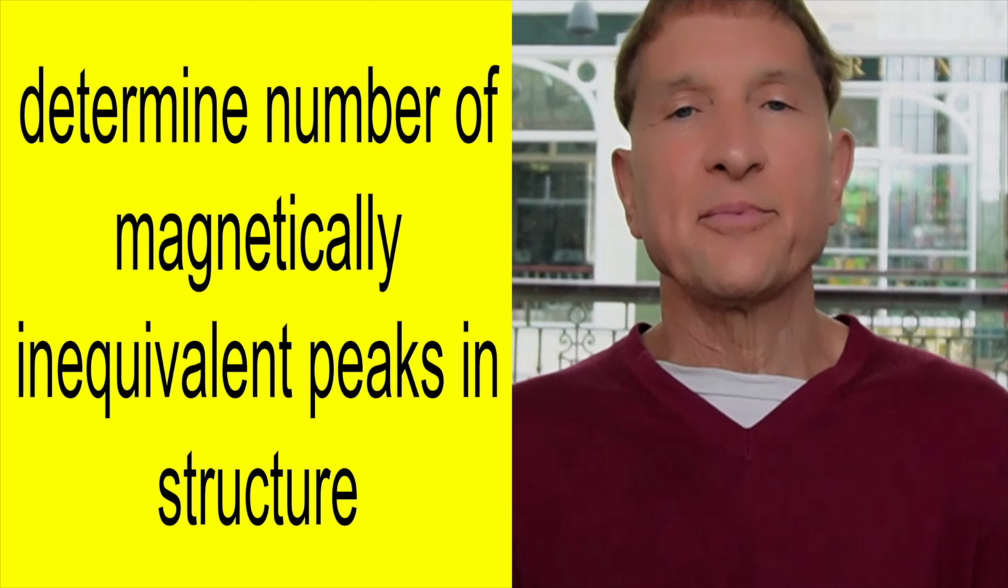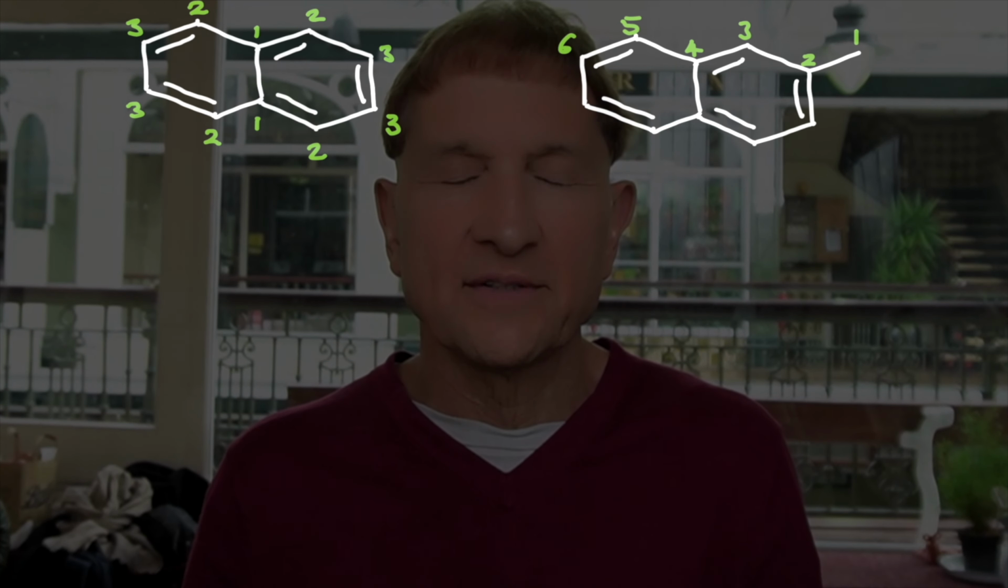Let's consider naphthalene. Well, I count two planes of symmetry perpendicular to the plane that the aromatic rings are in. So then there are three different types of carbons. Agree? Adding a methyl group to naphthalene breaks those planes of symmetry. So now all 11 carbons are inequivalent.